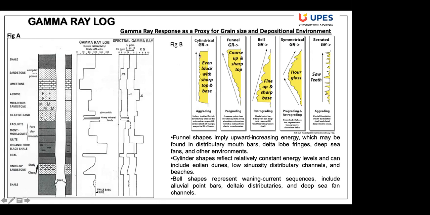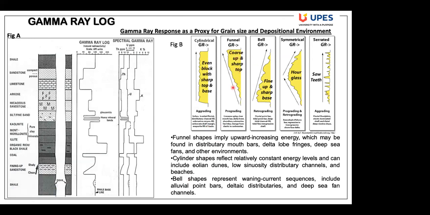First, you can see cylindrical shape. This cylindrical shape reflects relatively constant energy levels, and it can represent aeolian dunes, low sinuosity distributary channels, and beaches. So the second one is funnel shape.